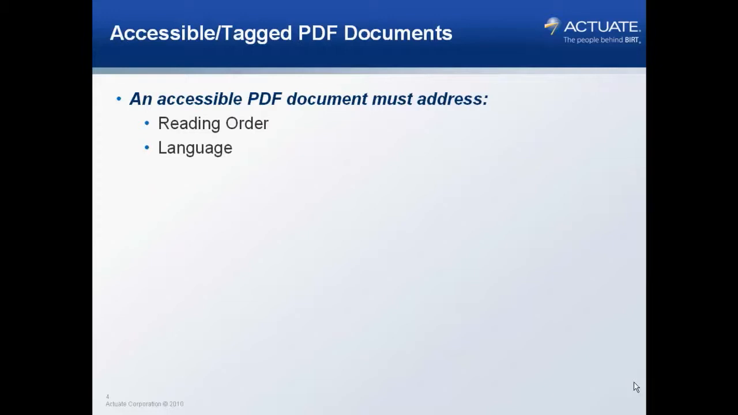Every PDF document must have a language tag defined. This definition covers the entire document. Within the document, however, you may define additional languages for words or sections that are not in the language of the overall document. This allows the screen reader technology to read the content in the appropriate language.